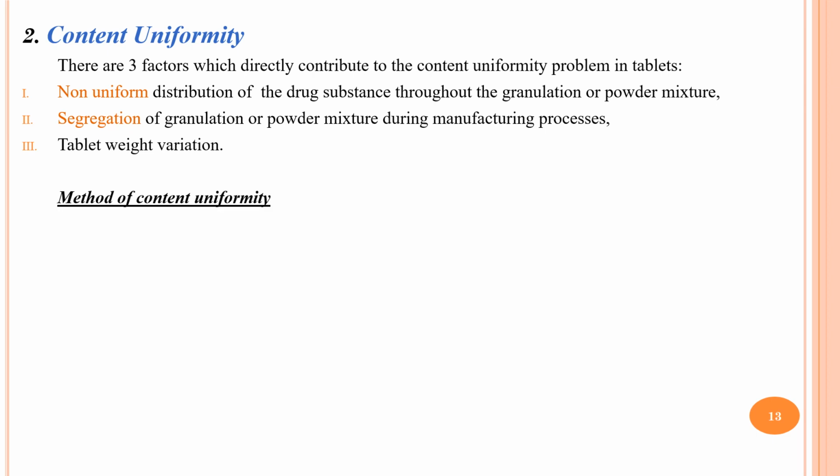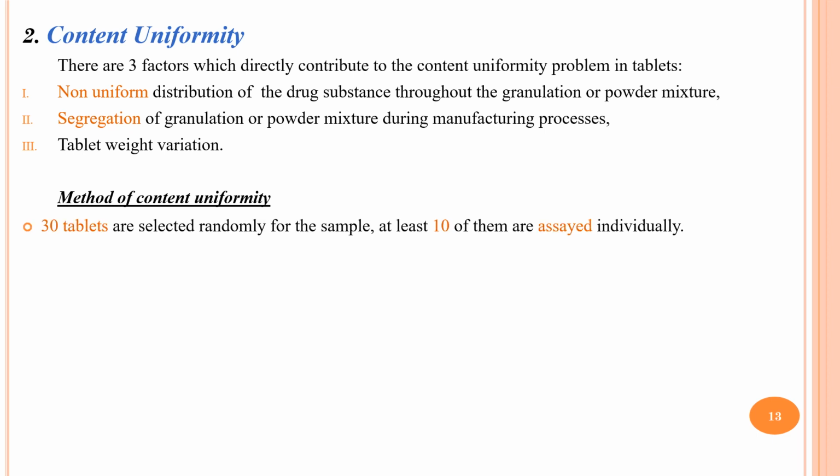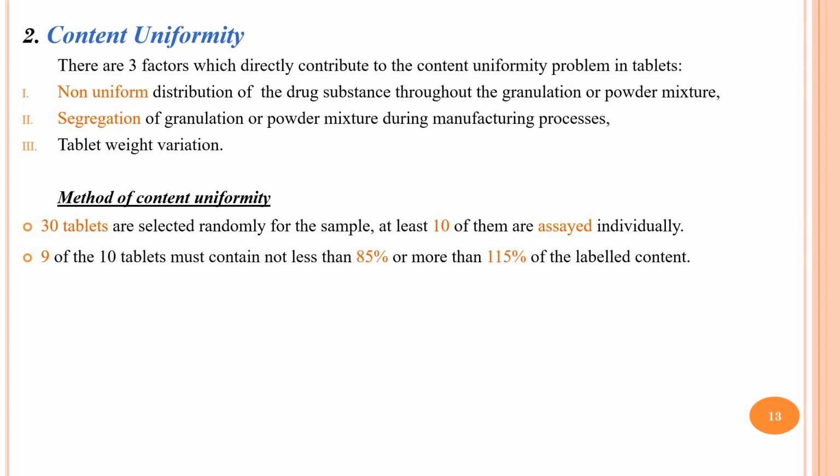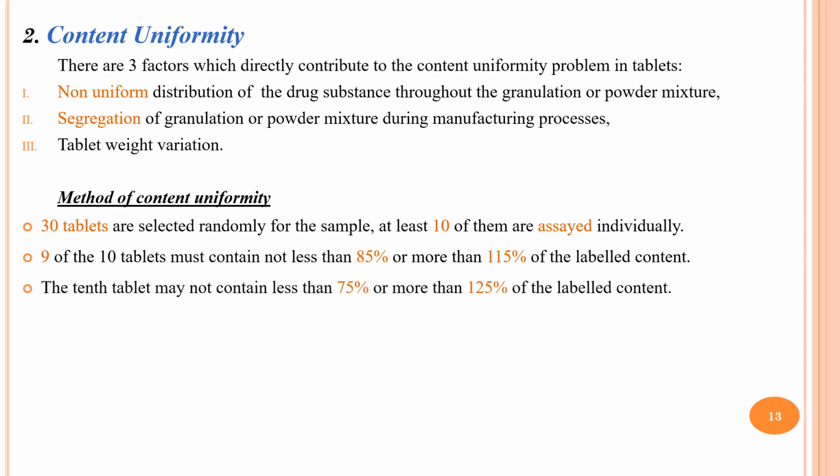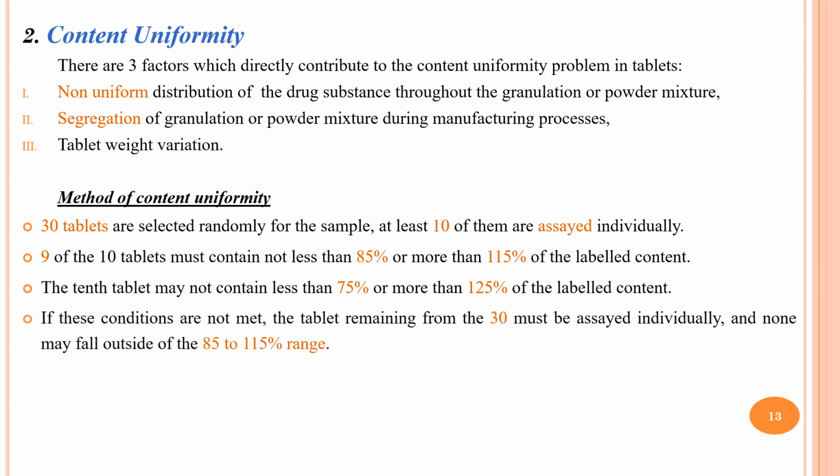Now the method how we carry out the content uniformity test. First of all, we'll take 30 tablets randomly from the sample and at least 10 of them are assayed individually. 9 out of the 10 tablets must contain not less than 85% or more than 115% of the labeled content. The 10th tablet may contain less than 75% or more than 125% of the labeled content.